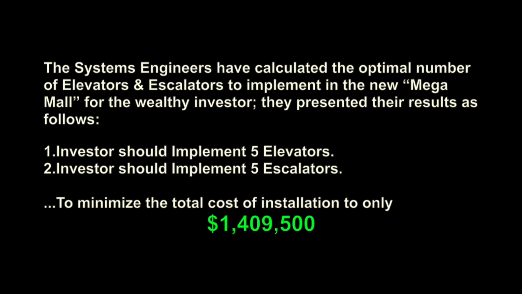Now we have to present our ideas to our client. After all our calculations, we recommend that the wealthy investor should implement 5 elevators and 5 escalators in his mall. By doing so, he would minimize his total cost of implementation to only $1,409,500. Thank you. You can pay us now.